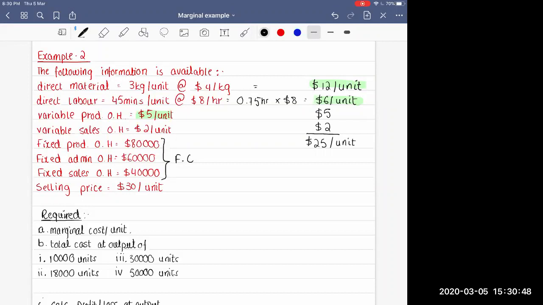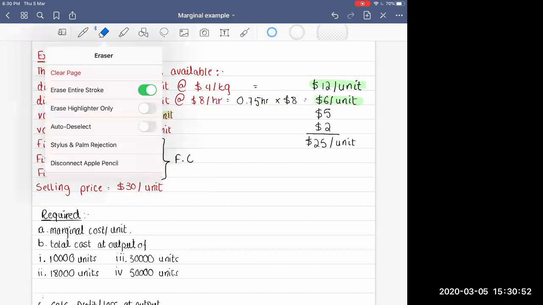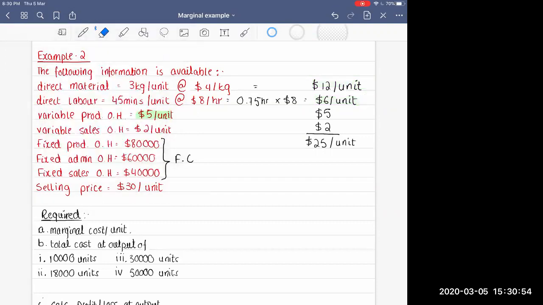So what is our marginal cost? Marginal cost per unit, variable cost per unit, is $25. $25 is our variable cost per unit, which is also called marginal cost per unit, because variable cost is also called the marginal cost.